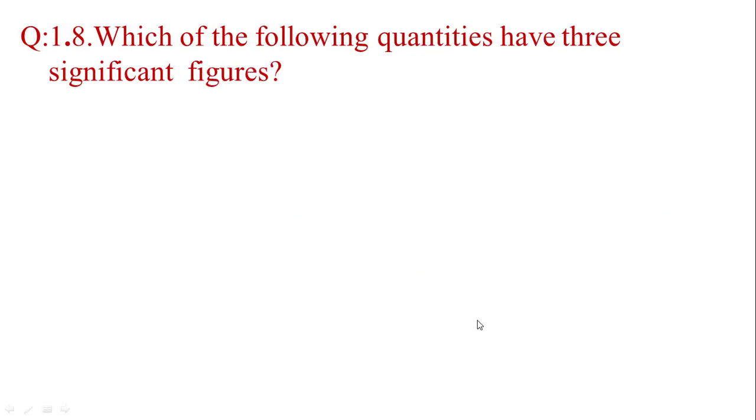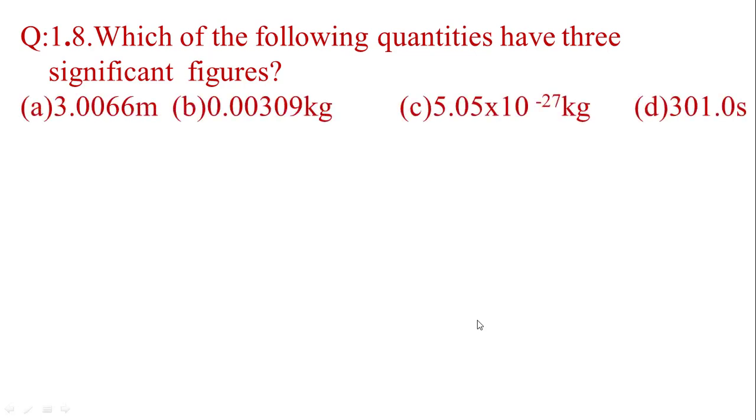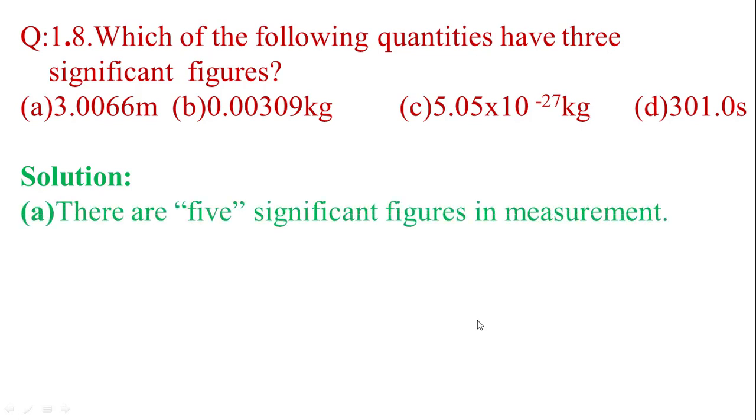In the next question, 1.8, which of the following quantities has three significant figures? Four parts are given. In the first part, we can see 3.0066 meter. There are 1, 2, 3, 4, 5 digits. So there are 5 significant digits in this measurement.